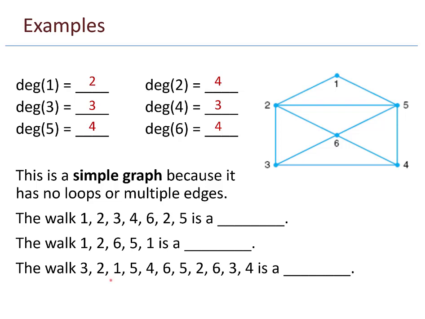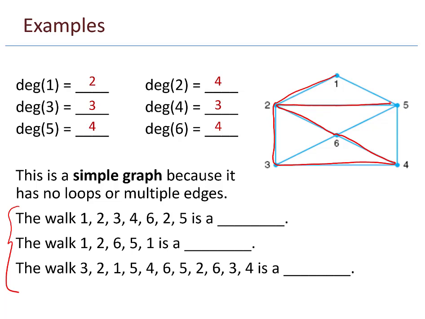And how about the last 3 questions? Again, another terminology question. I encourage you to pause the video and see if you can trace those walks and see what word is supposed to fill in the blank. All right, how about this first one? The walk 1, 2, 3, 4, 6, 2, 5. So I'll trace that out on the graph. 1, 2, 3, 4, 6, 2, 5.